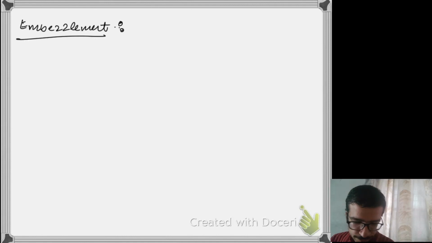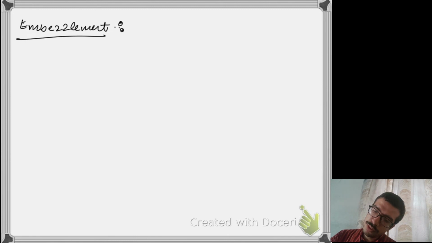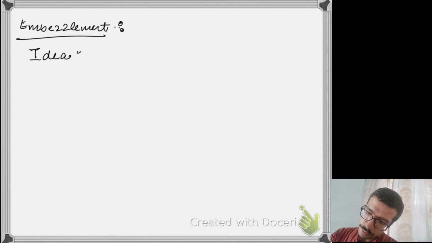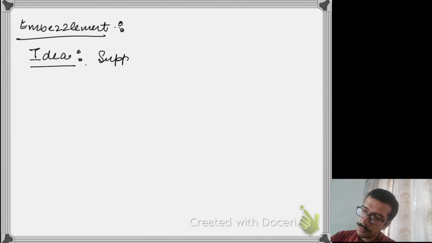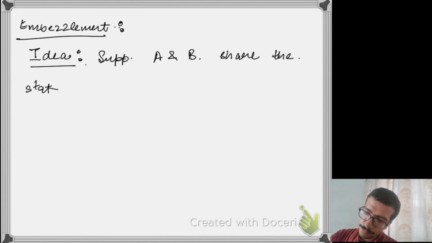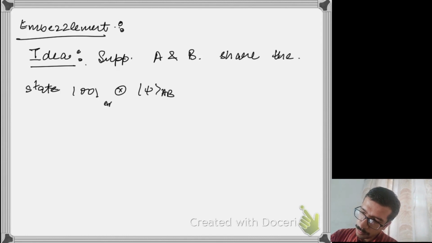So what is embezzlement? The idea is as follows. Suppose Alice and Bob share the state ket 00 tensor psi AB. Can they perform local operations?